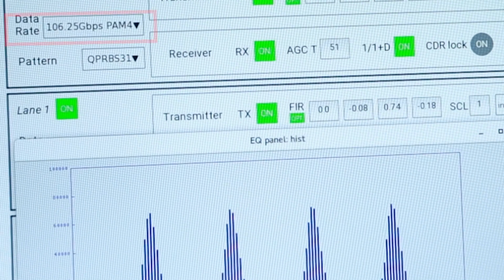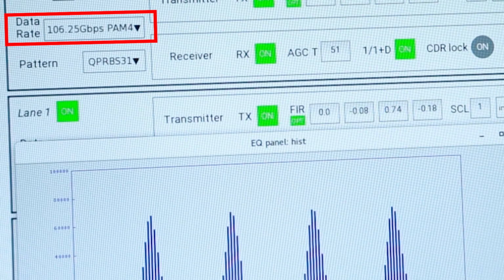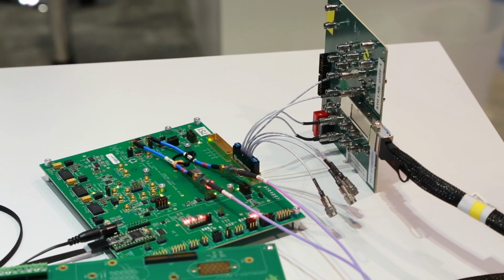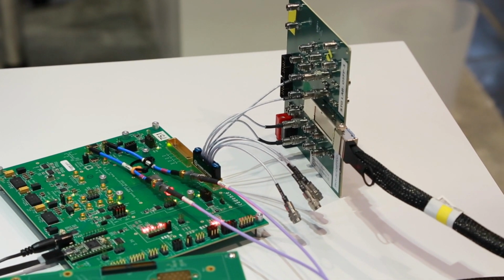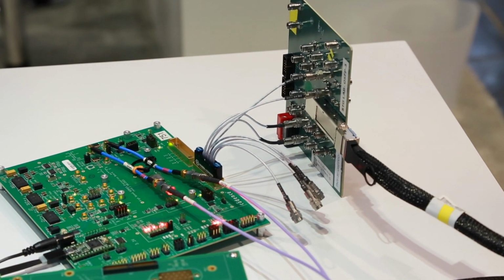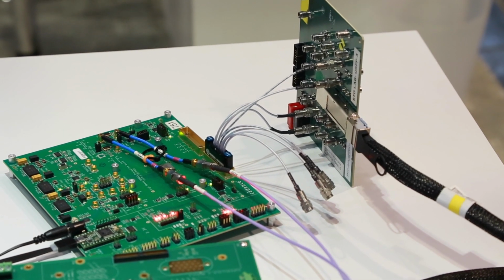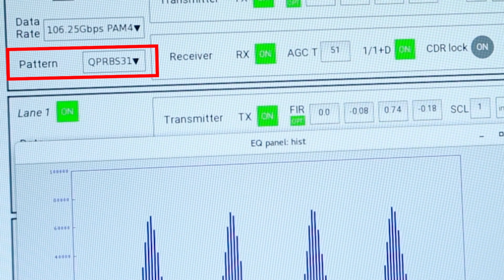The data rate is Ethernet 106.25 gigabits per second PAM4. Both receive and transmit lanes are connected to MCB board on each end to form bidirectional serial link at 106.25 gigabits per second PAM4 data communication. The data pattern is set to PRBS 31Q.